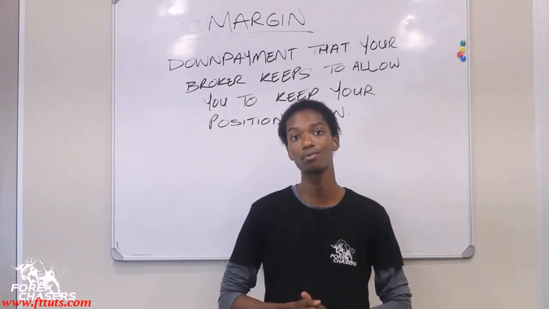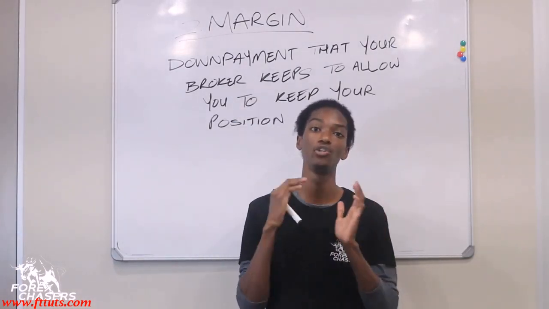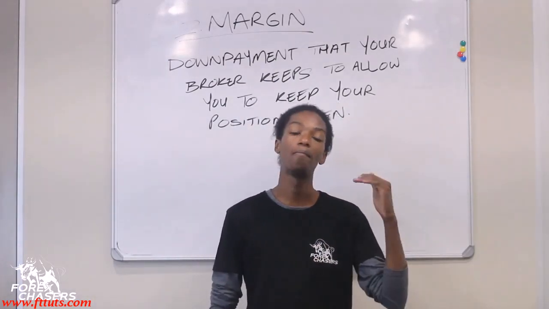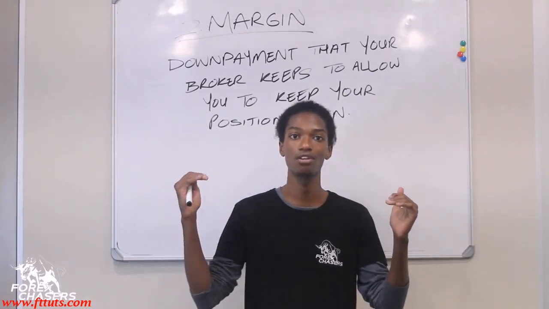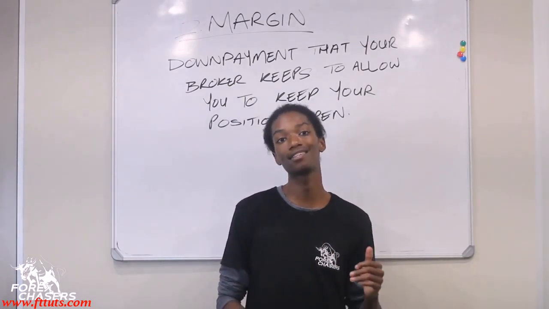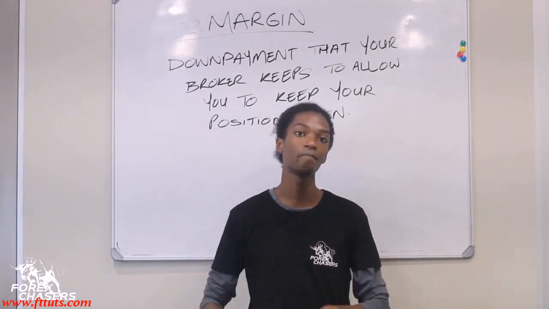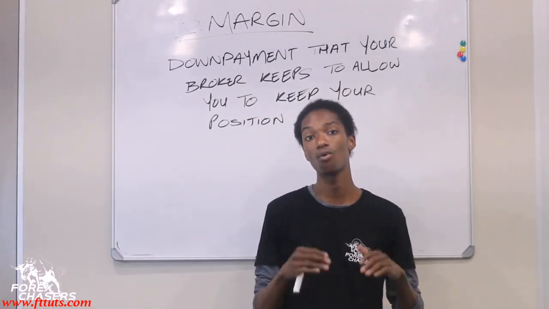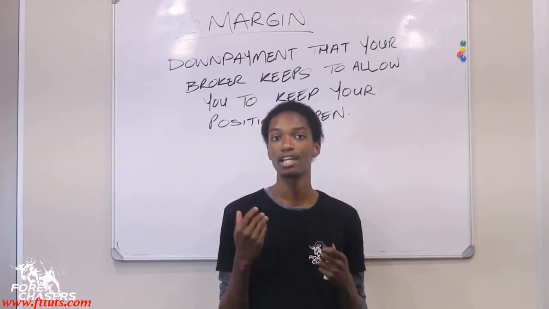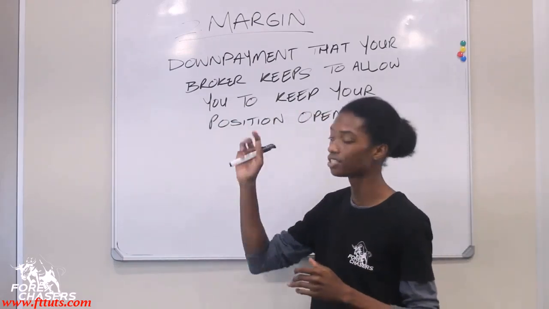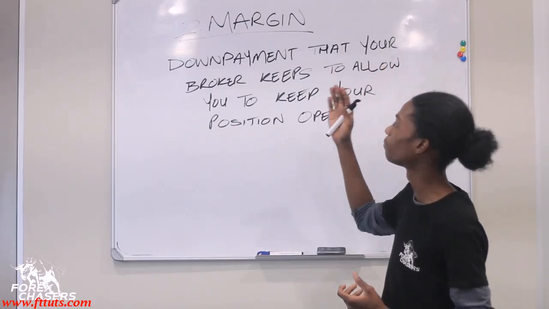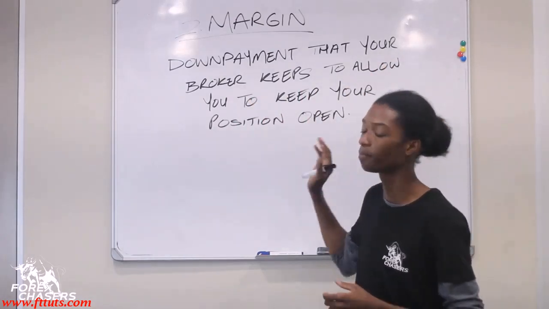Just to recap, we spoke about position sizing and how many units your position size equals. 0.01 is a micro lot, and a micro lot is equal to 1,000 units of currency. 0.10 is a mini lot, equal to 10,000 units of currency. And your full standard lot is one full lot, equal to 100,000 units of currency. That's going to be important as we go into margin. Now, what is margin actually? A margin is essentially a down payment that your broker keeps to allow you to keep your position open.